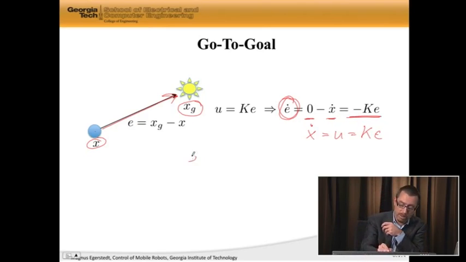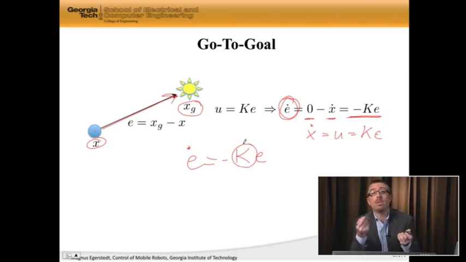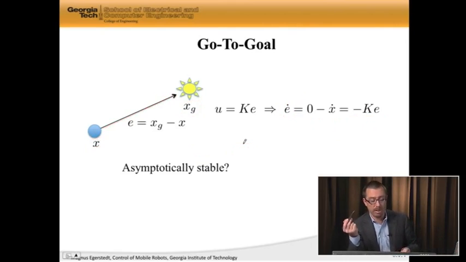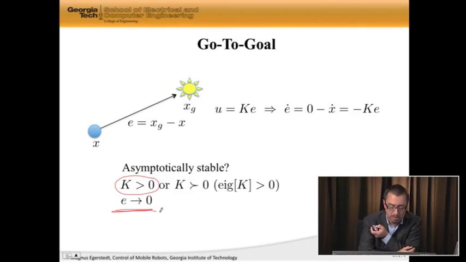That's kind of good. So if I have e dot is negative ke, does this work? Does it drive the error down to 0? Well, we know that we have to check the eigenvalues. So if K is just a scalar, as long as this scalar is positive, we're fine. If we want, for some reason, a matrix K, we just have to pick a matrix K that has positive eigenvalues. So if K is a scalar and positive, we know that the system is asymptotically stable.